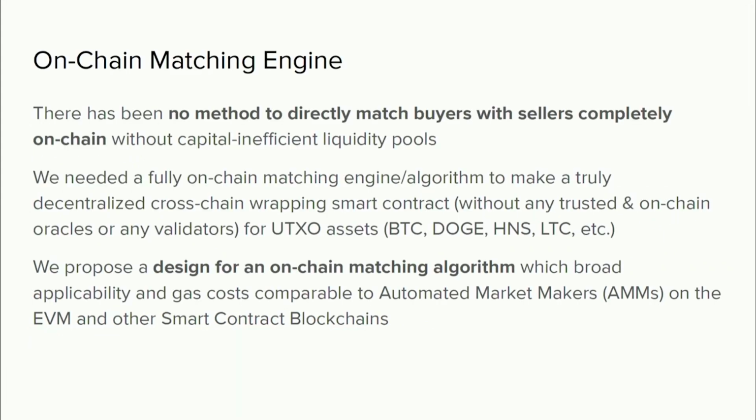Hi, everyone. We're here to present an on-chain matching engine. There's been no method in the blockchain to directly match buyers and sellers completely on-chain without capital-efficient liquidity pools with high price precision. We needed this for an on-chain matching engine in order to make a decentralized cross-chain wrapping system for UTXO assets. That's not what we're presenting here today, but I think the need in this space for a direct matching engine on-chain that supports things like the EVM is critical. We think there's broad applicability, and our construction has gas cost comparable with AMMs on the EVM.